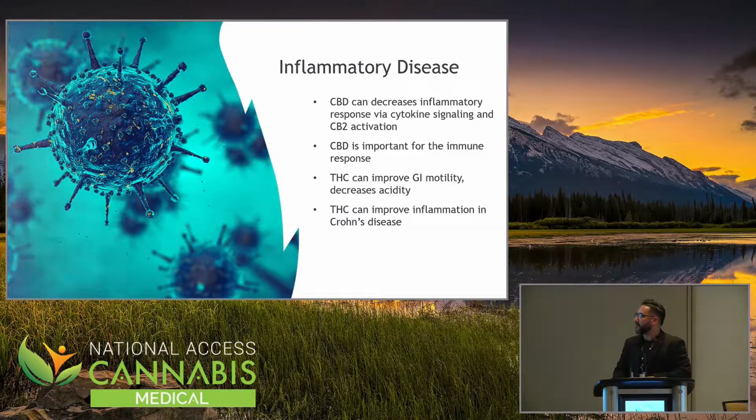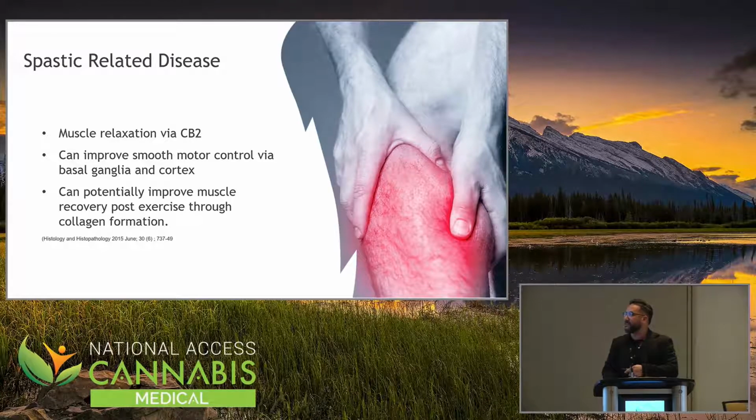Okay, Crohn's disease. We spoke about that. Spastic-related disease. So muscle relaxation, of course, again, via the CB2 receptor, improves smooth motor control via basal ganglia, all these areas in your brain. Talk about that. I think we spoke about that a little bit earlier on. And also, post-recovery, there's some good studies. Currently, we're only in phase 2 studies, so animal models, looking at collagen formation.